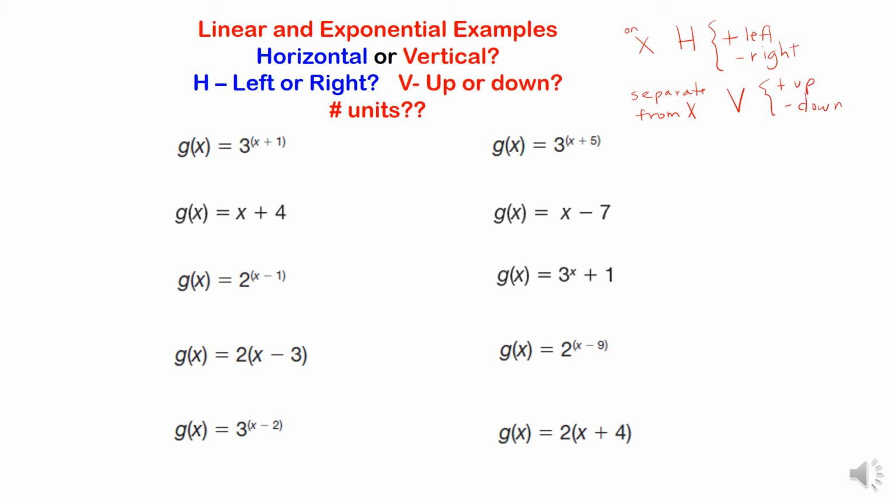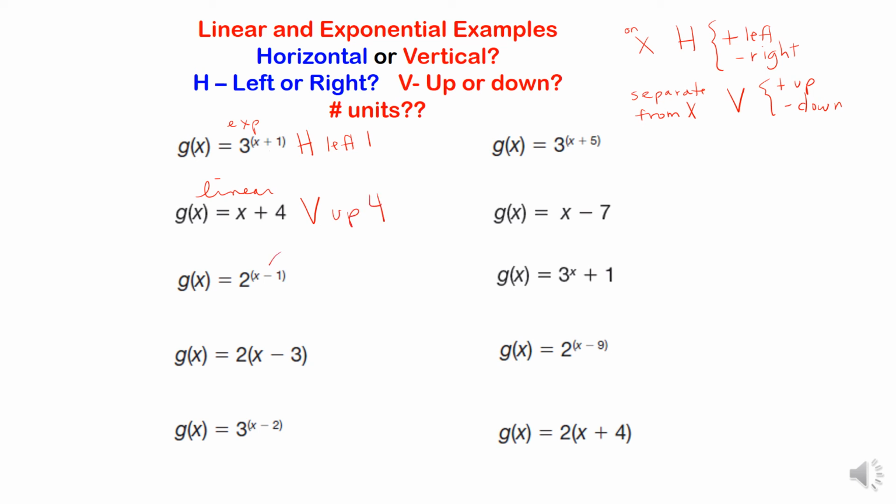This is an exponential. These are all either linear or exponential. So this one is on the argument, so I know it's horizontal, and it's a plus, so it's left 1. Okay? This one is not in with the argument. It's not in parentheses, so I'm going to say this is a vertical. This is linear, by the way. Okay, this is exponential. And this is linear, and so it means it's vertical, so it's up 4.